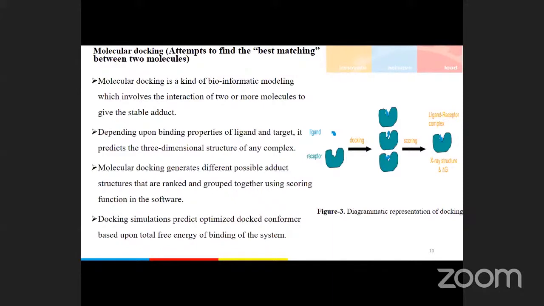In order to execute this process, three things are involved. One is the docking algorithm, which is nothing but a search algorithm. The second one is the scoring function. And the third one is a post-docking analysis tool. So these three things are involved in executing the docking process. Docking in general generates different possible adduct structures that are ranked and grouped together using a scoring function in the software. This docking simulation predicts the optimized docked conformer based upon the total free energy of binding of the various systems.